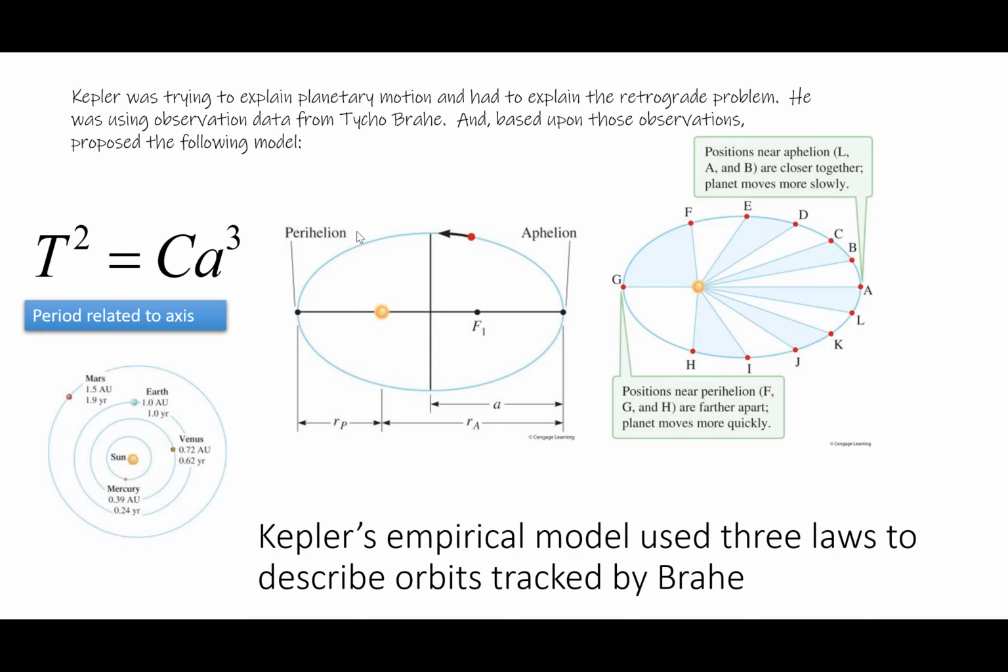So Kepler, in trying to explain this, came up with what we know as Kepler's laws. The first assumption he makes is that all orbits are going to be ellipses, and the sun is at one focus of the ellipse. And that turns out for Mercury, Venus, the Earth, and Mars, our ellipses are very, very circular.